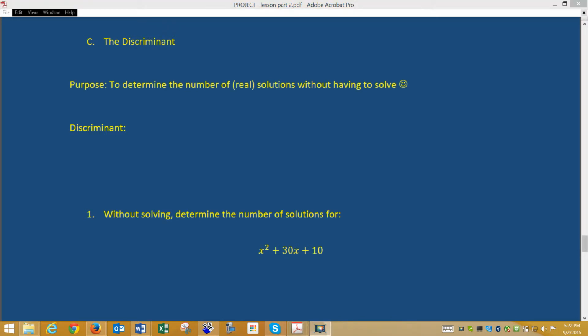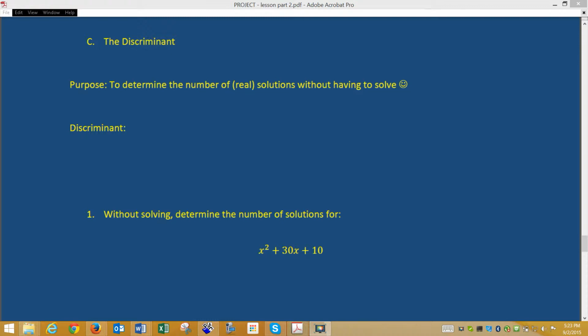And the last section of this lesson involves doing the discriminant. There's going to be two types of questions that you'll need to answer for this. One is telling me the number of solutions that there are for a trinomial without solving it. And the second one is giving me the value of k that gives either 0, 1, or 2 solutions.